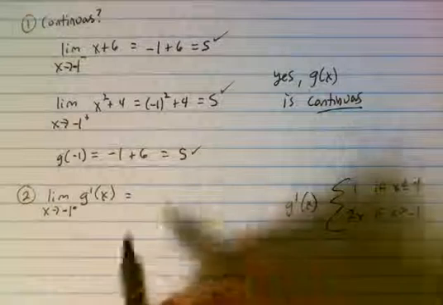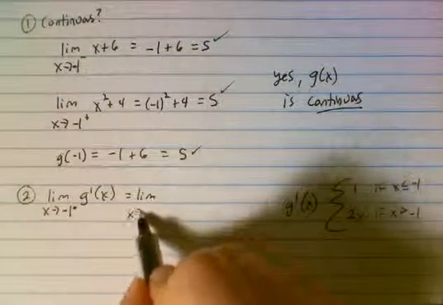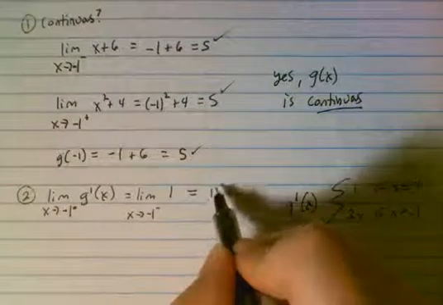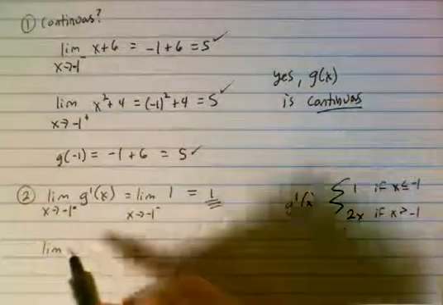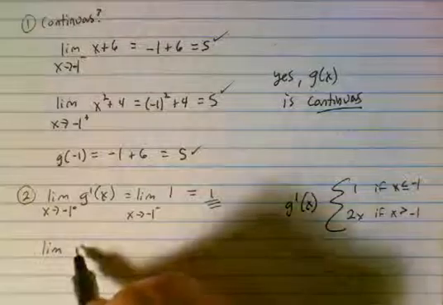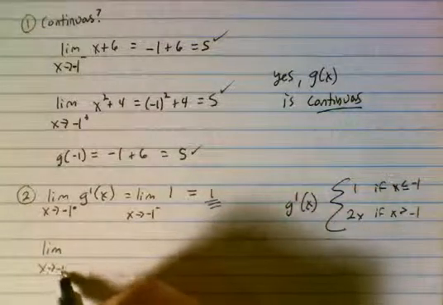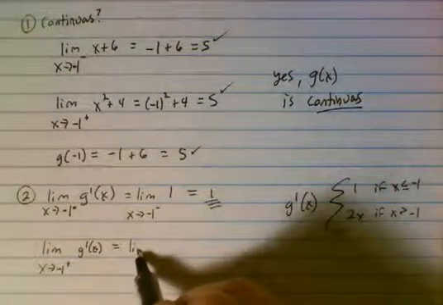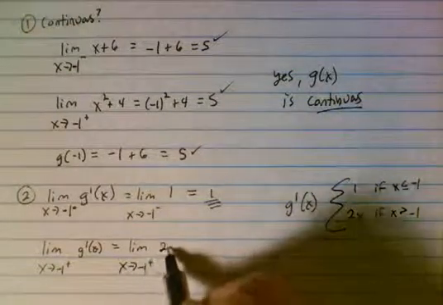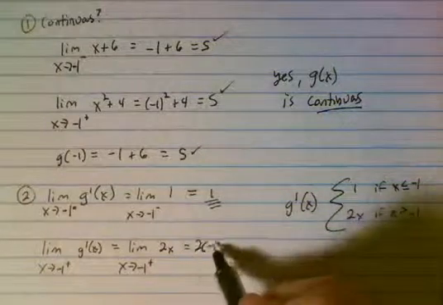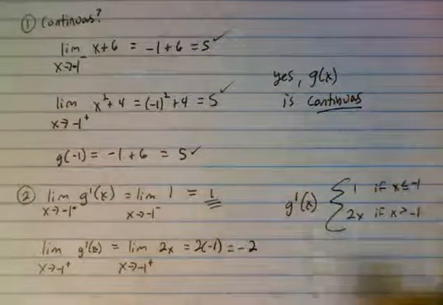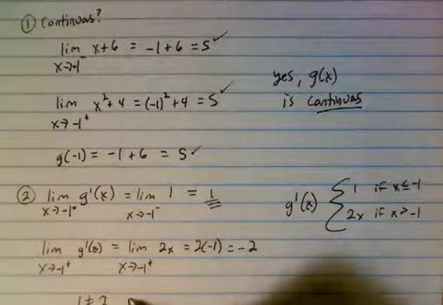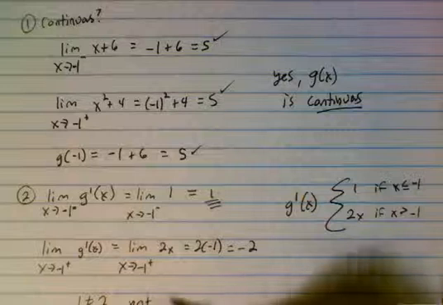So this is going to be the limit as x approaches negative 1 from the left of 1. There's nowhere to put in x, so the answer is just 1. Whereas the limit as x approaches negative 1 from the right of g prime of x, the function on the right is 2x. When we plug that in, 2 times negative 1 equals negative 2. Because 1 does not equal negative 2, the function is not differentiable.